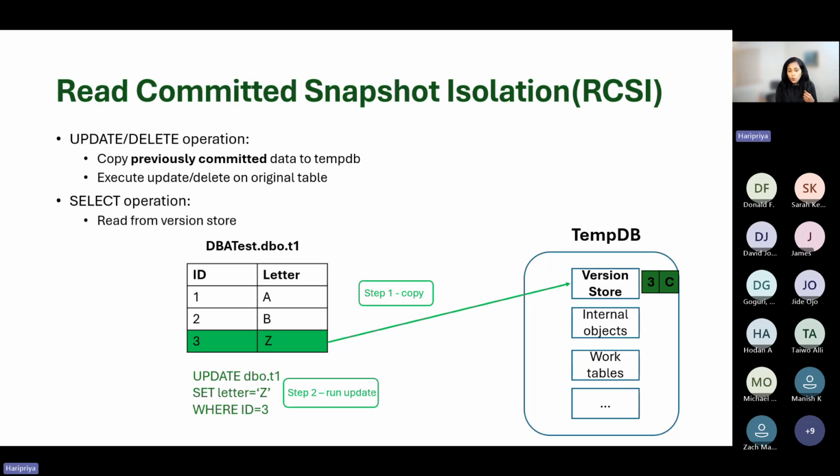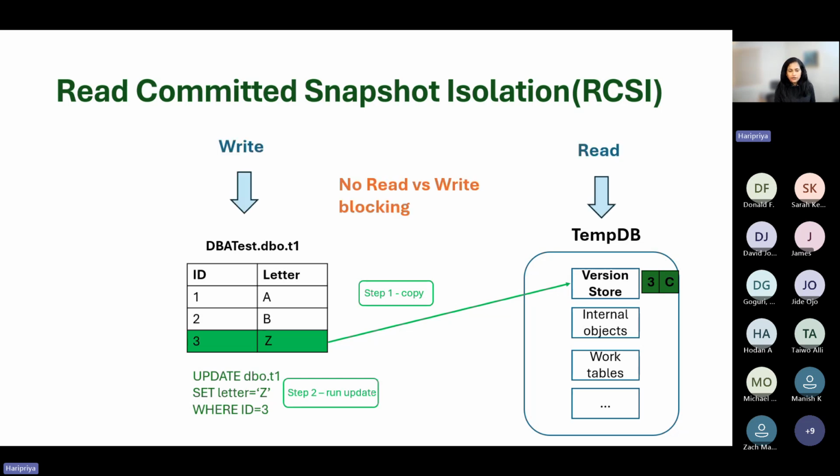So now when the write operation comes in, it will be reading from this table, and when the read operation comes in, it will be reading from this version store, which I will show here. You see this, when you have that write, it will just directly read from the table. And when the select statement comes in, the select won't be reading from the table now, because you have a copy, the latest committed copy, in the version store.